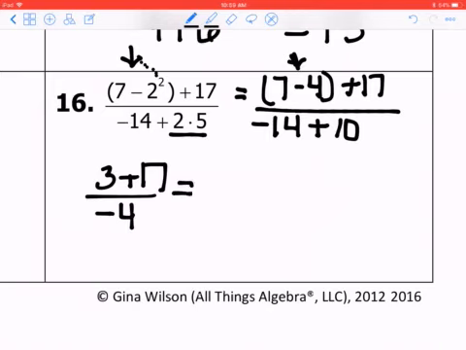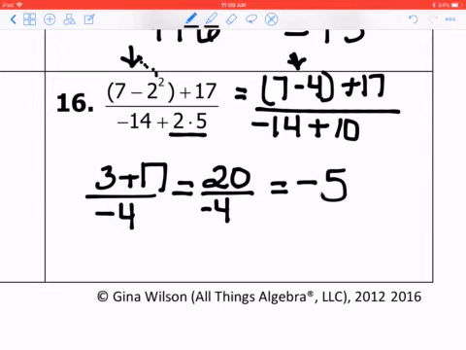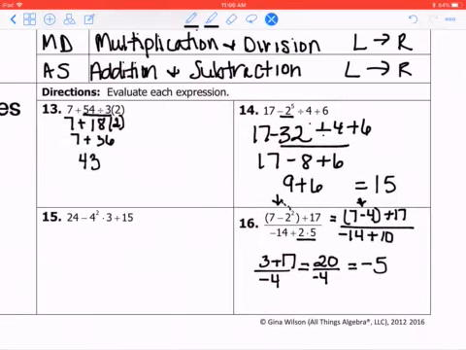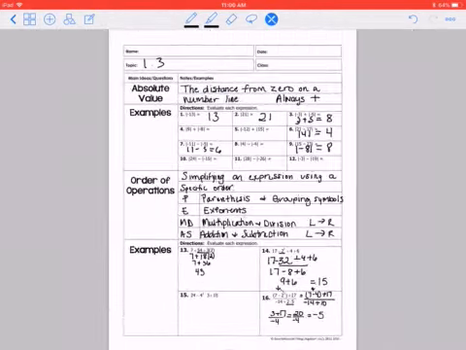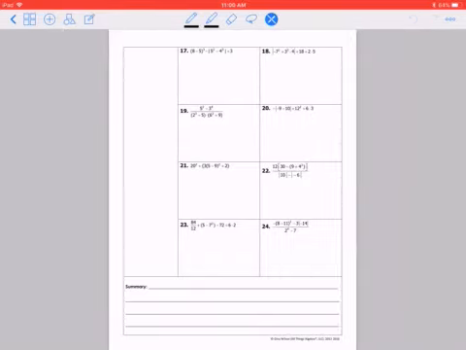Keep going with the numerator. 7 and 3 is 20, divided by negative 4. So our answer will be a negative 5. Okay. Flipping over to the back, and I know I'm going fast, but I want to make sure I get the time in. Okay, so going to number 17.